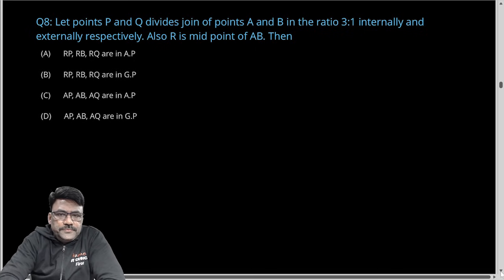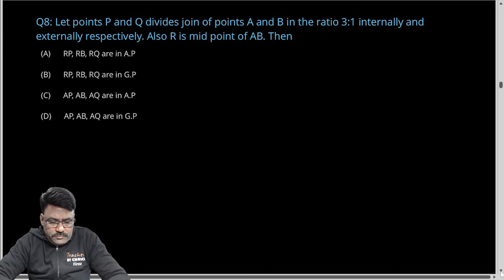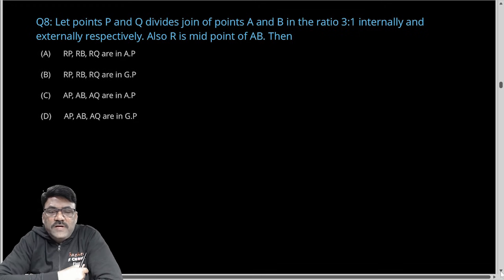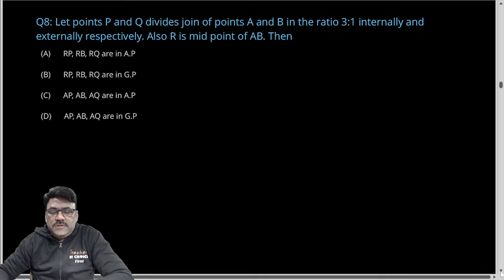P and Q. Okay, let's see this question. P and Q divides the join of the points A and B in the ratio 3:1 internally and externally respectively. Actually, P is dividing AB internally in the ratio 3:1 and Q is dividing AB externally in the ratio 3:1. R is the midpoint of AB. So then you have to pick the correct option here.